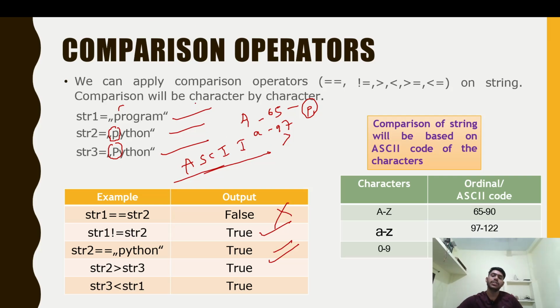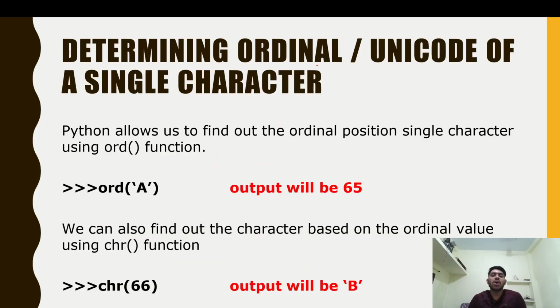Clear my point? You can see here the ASCII codes: A to Z is 65 to 90, small a to z is 97 to 122, 0 to 9 is 48 to 57. Based on this, comparison of strings is based on the ASCII code of the characters, American Standard Code for Information Interchange. Based on this, they evaluate which one is greater than, less than, equal to, or not equal to. Clear?